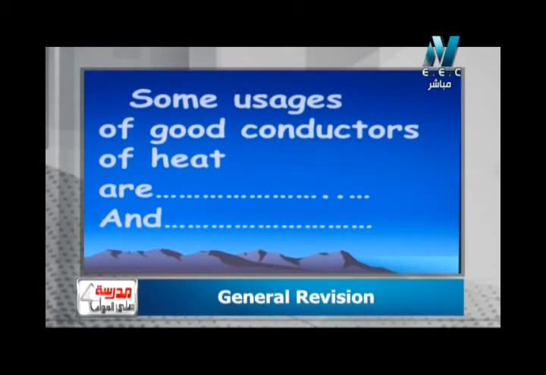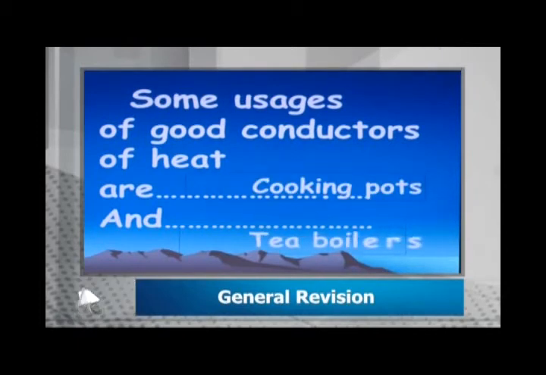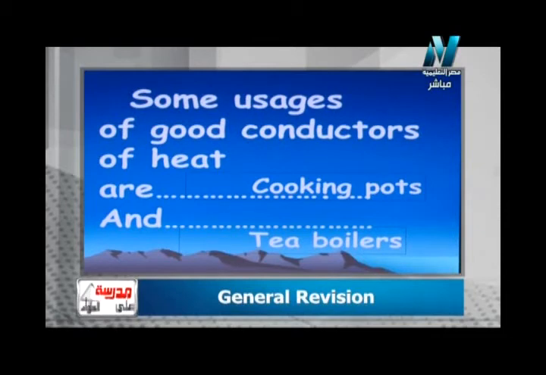Another question. Some usages of good conductors of heat are point and point. Here they want uses, usages. We must concentrate please, read the question carefully. Some uses of good conductors of heat are cooking pots and tea boilers, which we use for boiling tea. They must be made of a good conductor of heat such as aluminum or stainless steel or iron and so on. So again, some uses of good conductors of heat are cooking pots and tea boilers.